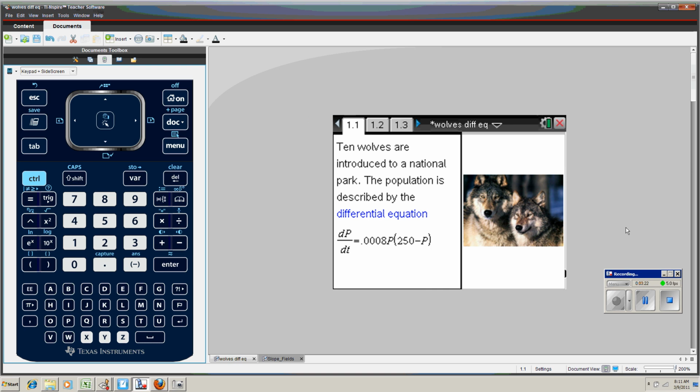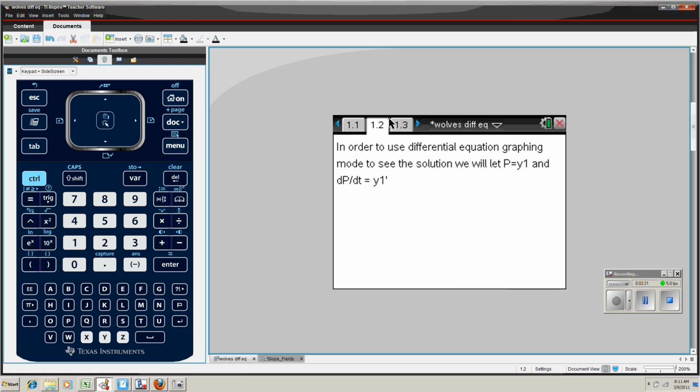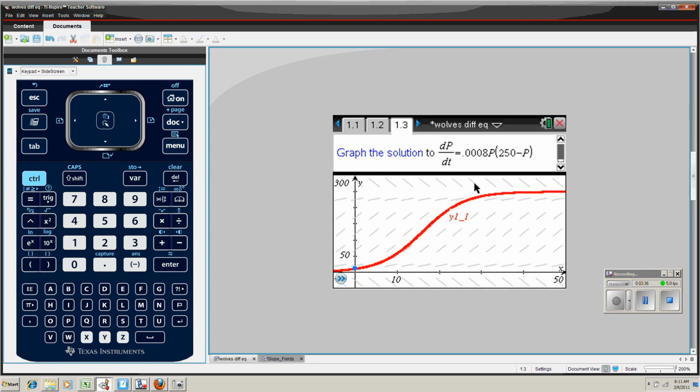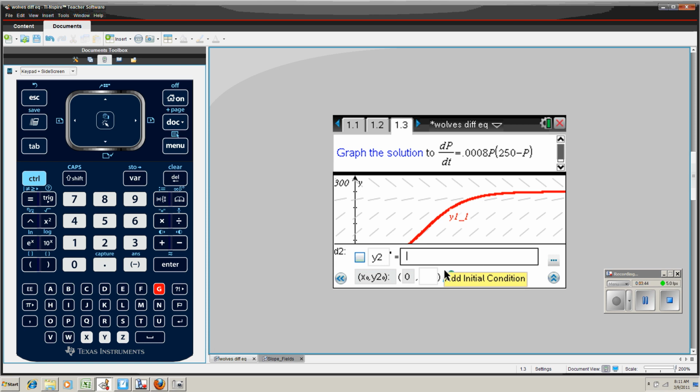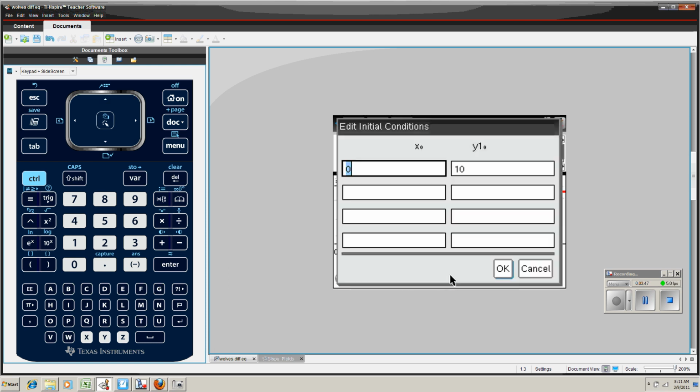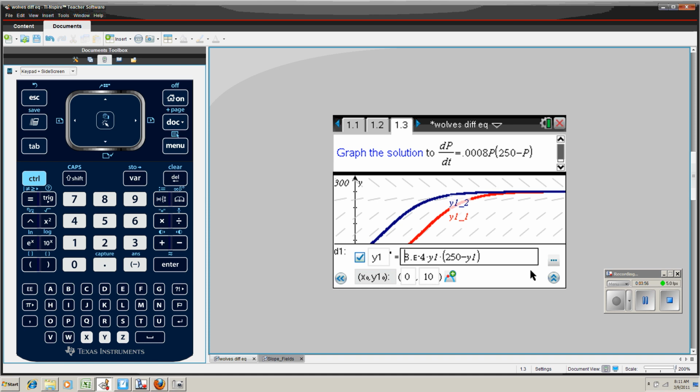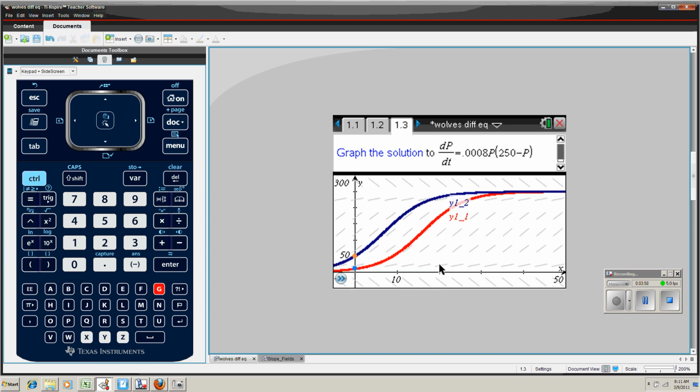Next, we're going to look at an application problem. Let's say the population of wolves is described by this differential equation. We're going to graph that in y1 prime, and I did that. And I also put in an initial condition to show you how to do the initial conditions here. When I go to y1 prime, there it is, and I can add initial conditions. So one is at 0, 10. If I wanted to add one at, say, 0, 50, I could do that. And notice we get two equations, two graphs at the same time, and the initial conditions show up pretty well.